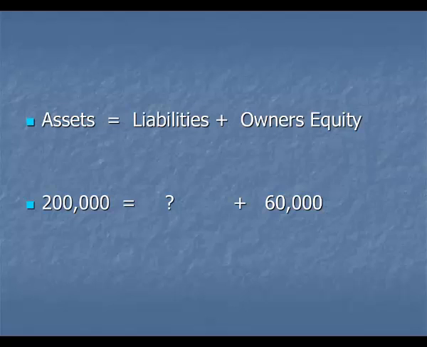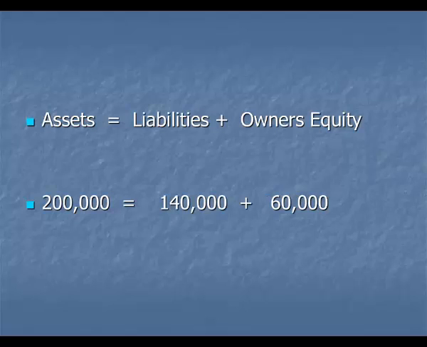Let's look at another example. Now we have assets at 200,000, owner's equity at 60,000. How much would the liabilities be? Again, you're probably looking at this saying, this stuff is really easy. But I want you to think about the process that you're using. What's the process?